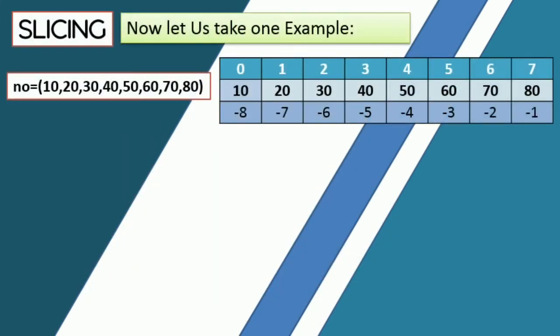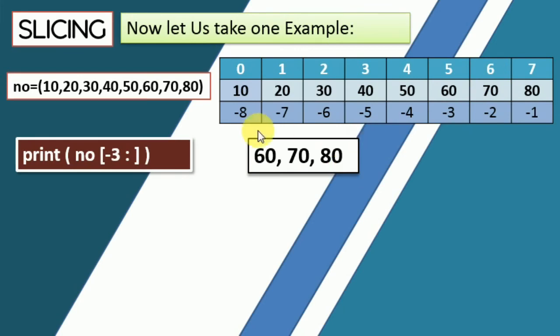Slicing, again I'm using the same example. The numbers are here. You know the positive and negative indexing. This is the output: 60, 70, 80. If I want to display these 60, 70, 80 with the help of a negative value, so -3 colon with nothing after it, means start at -3 and go to the end. We use print NO of -3 colon. -3 is going to be the starting value, then the colon, then the end. The end is going to be the last one.